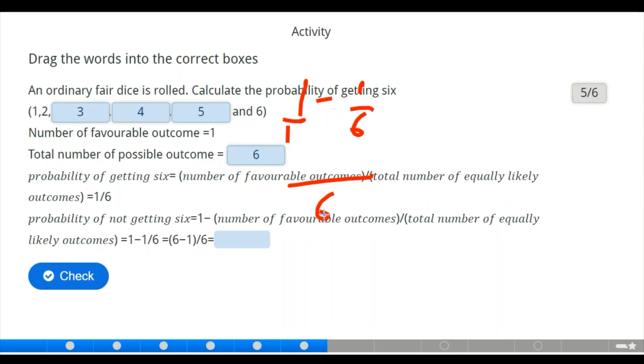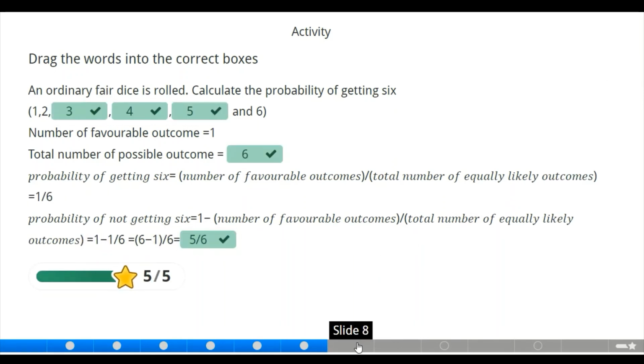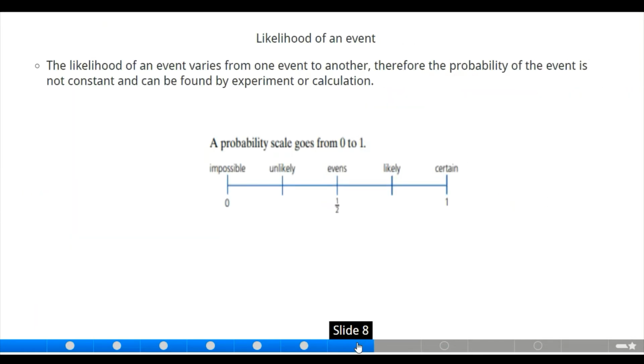So if we have that to be 6, 1 can go in 6 times. 6 times 1 will give us 6, 6 minus 6 is 1, 1 times 1 will give us 1, 6 minus 1 will give us 5. So we have 5 over 6. So the probability of not getting 6 is 5 over 6. So let's fix that into the boxes and check our arrangement. Okay, we are right.